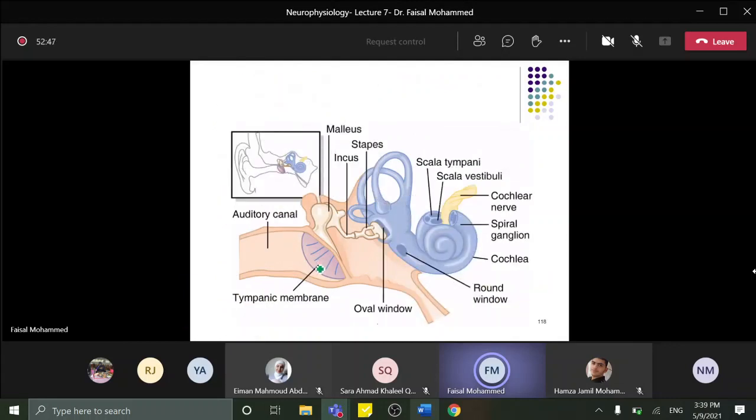So this is the middle ear ossicles here. This is the oval window. This is the cochlea. The cochlea is supplied by cranial nerve number 8, and this nerve we call the vestibulocochlear. It has two branches, vestibular, which is balance, and cochlear, which is hearing. The vestibulocochlear nerve.